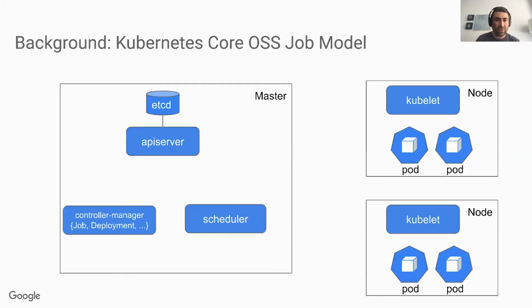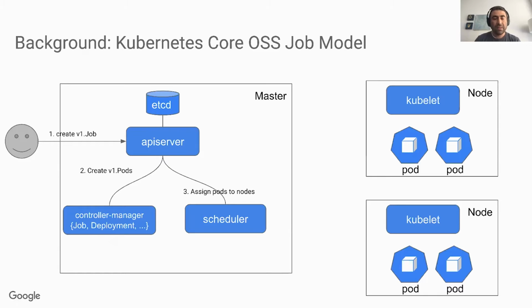So here I'm going to take you step by step through how we create the pods of a job. First the user creates the job, as I mentioned. The controller manager will basically see that the job has been created. It will create the pods. Then, as I mentioned, it will assign pods to specific nodes.